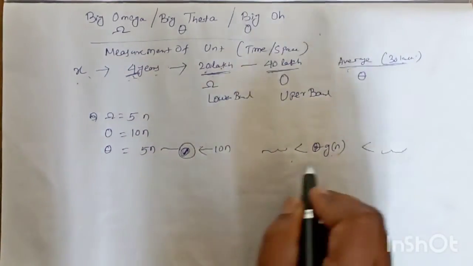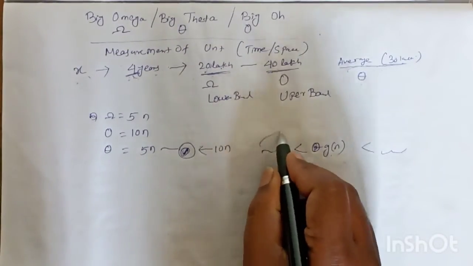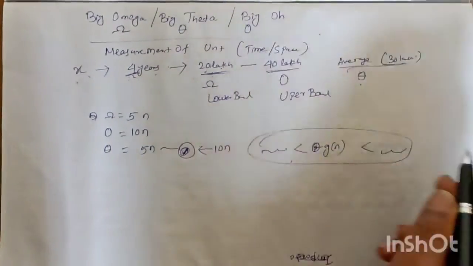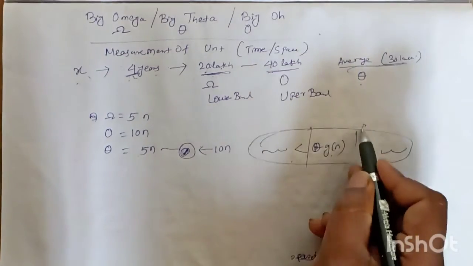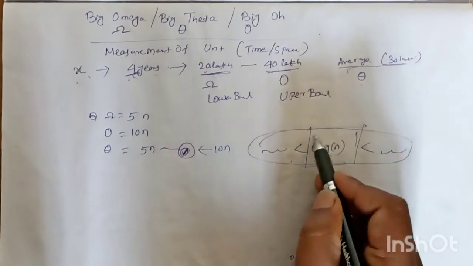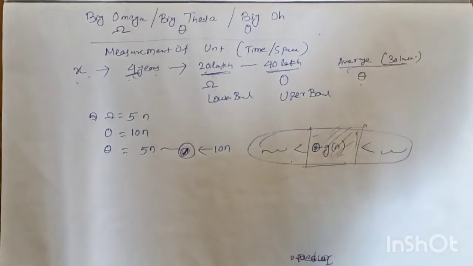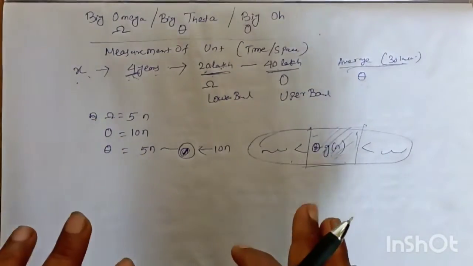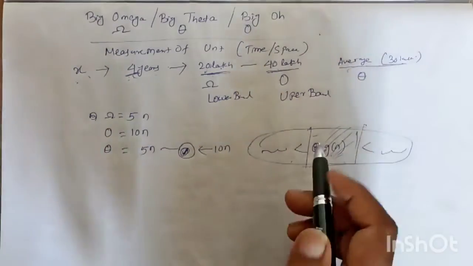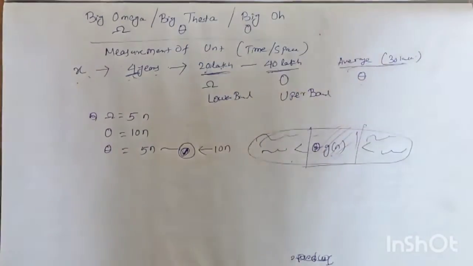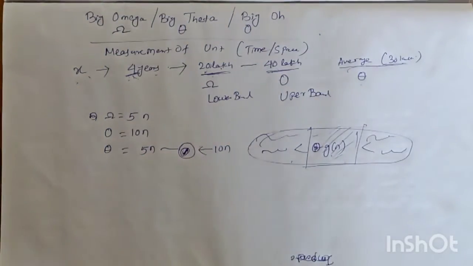So, in case of theta, you will always find this type of condition given, where theta always represents the medium thing, or we can say it is sandwiched between lower and upper. Okay, this is an example from industry, but in the algorithm world, can you give any example?